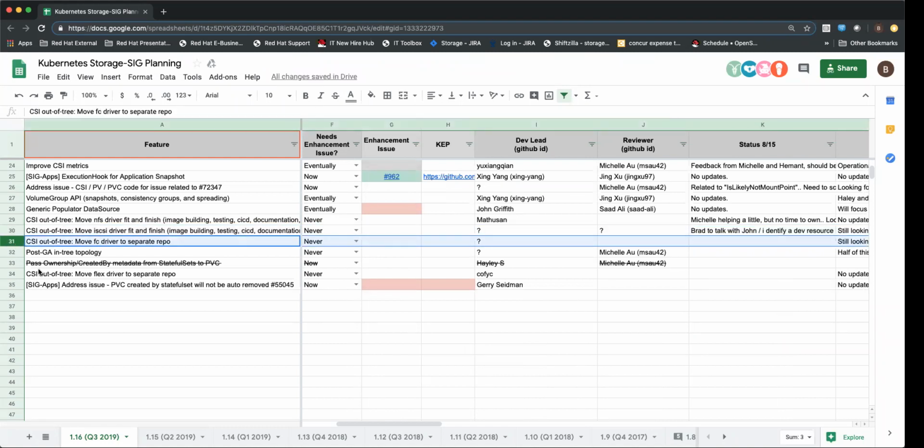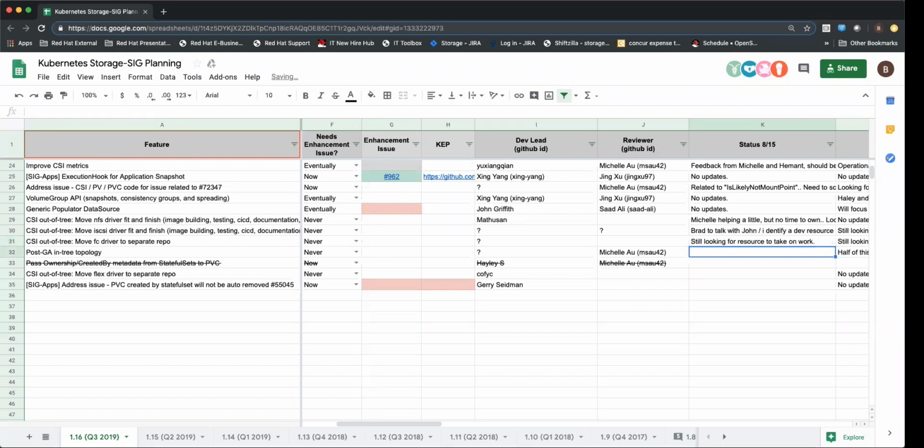All right. Move fiber channel to a separate repo. We didn't have someone identified for this one either. Is anybody interested in working fiber channel stuff? All right, we'll continue to let this guy rest then. Let's put the status down as still looking for people or something like that. All right.